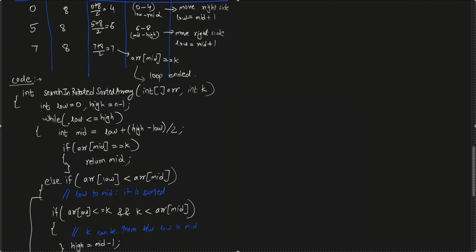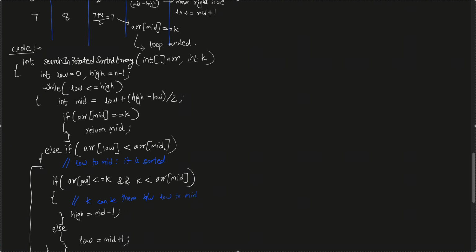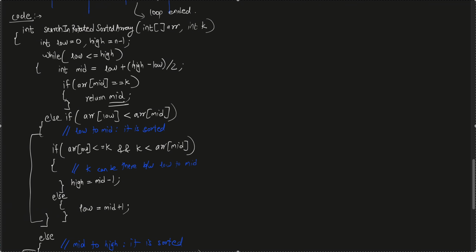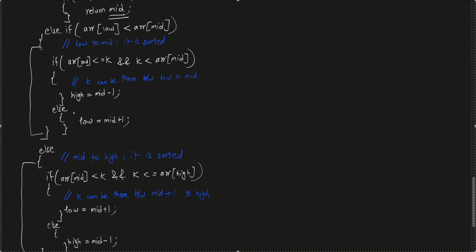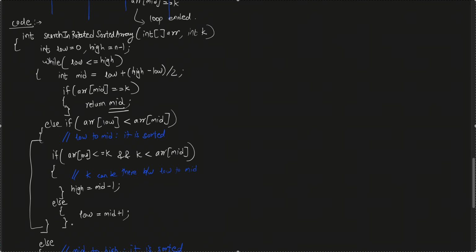So this was the code to search in a rotated sorted array. First we are checking if array of mid is equal to k, then we will simply return mid. Else if array of low is less than array of mid, that means from low to mid it is sorted. Then we will check the condition whether we want to go to the high part or the low part. And if the array is sorted from mid to high, then we land in this else condition, and again we will check the same conditions. If the element is not present, we will return -1. So this was the code.